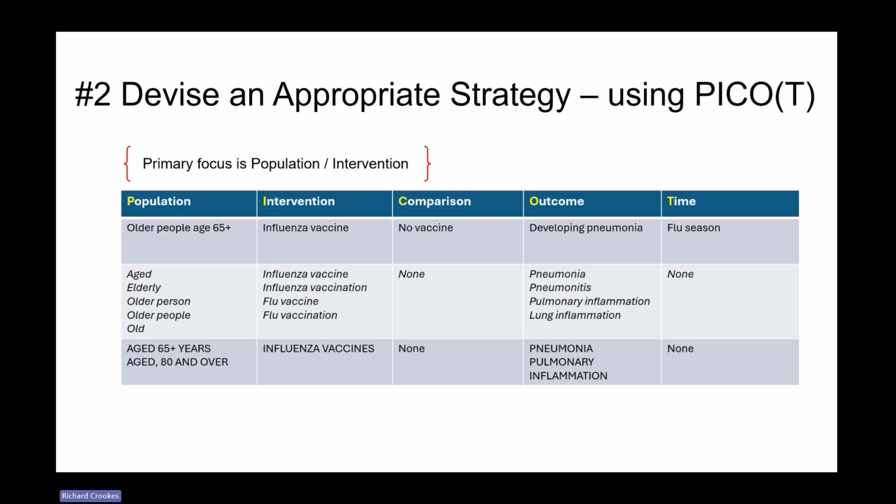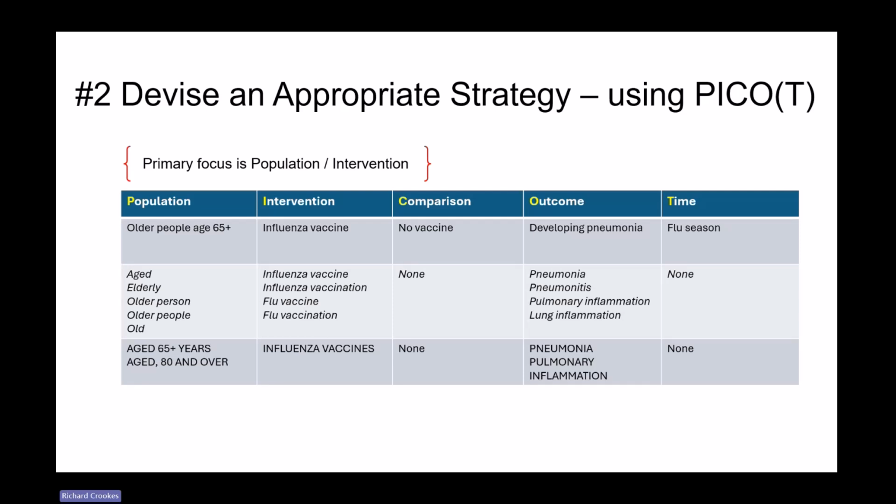And you can see it does have the time element. So we've got the primary focus, which is the population and intervention. So we've got older people, age 65 plus. That could be male, female. Intervention, that's the influenza vaccine, of course. Comparison with no vaccine. The outcome, of course, is the risk of developing pneumonia, and the time is during flu season.